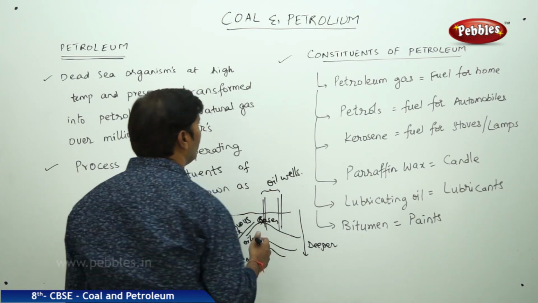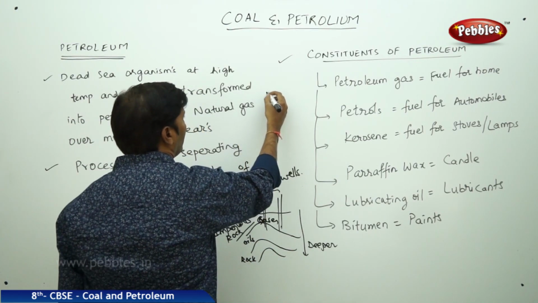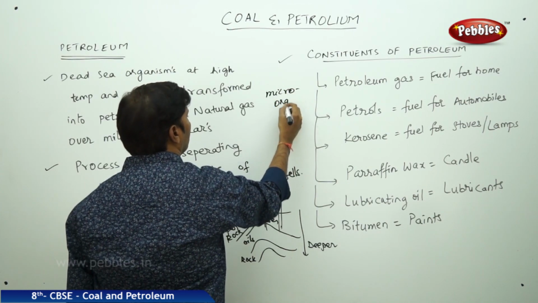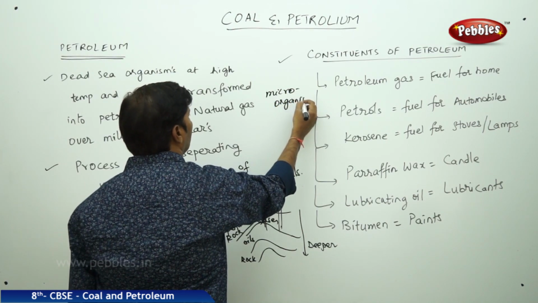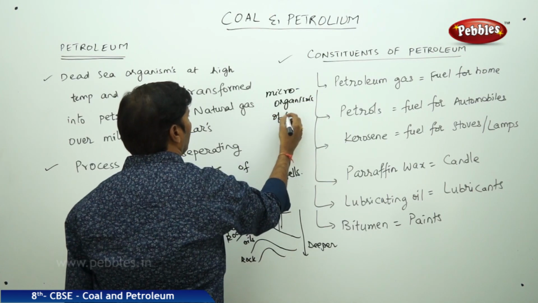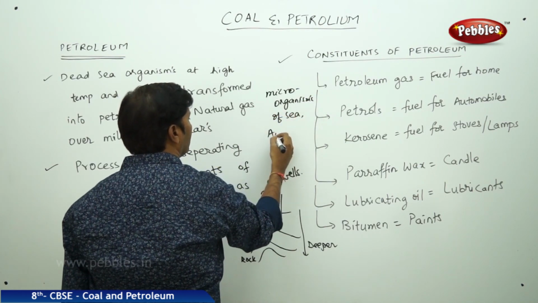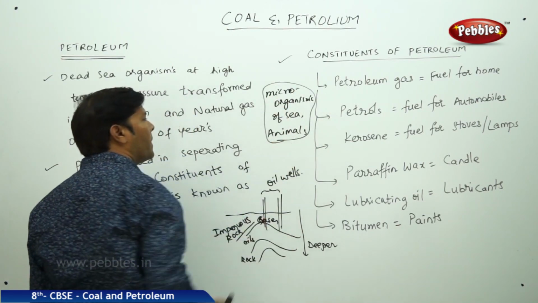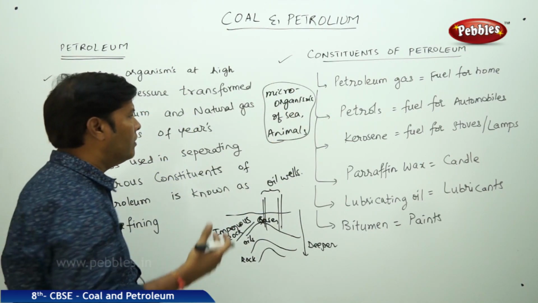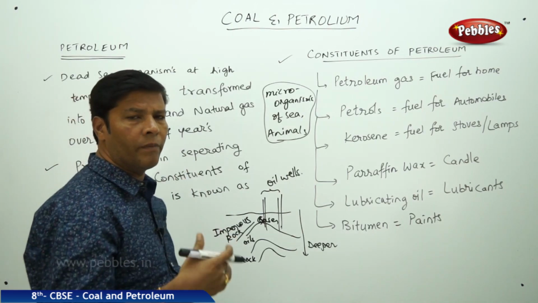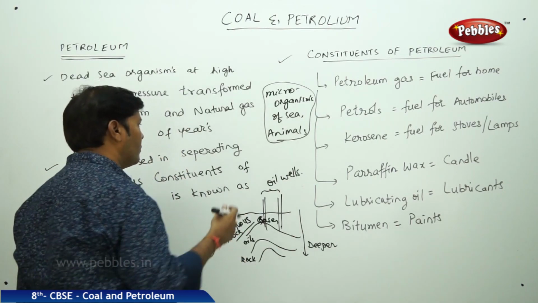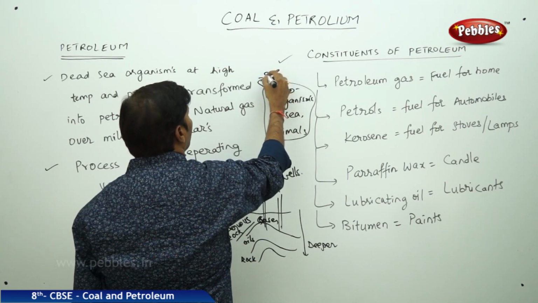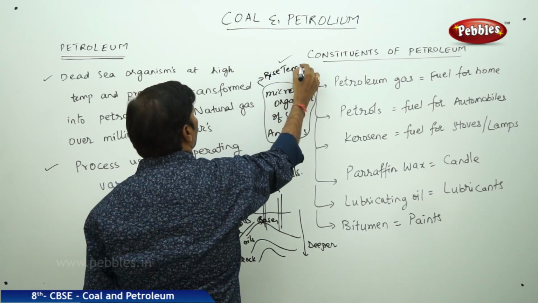If you take the microorganisms of the sea, animals, they are deposited into the sea. They are stored in the sea, and because of the rise in temperature, what is happening here is there is a rise in temperature as well as pressure.